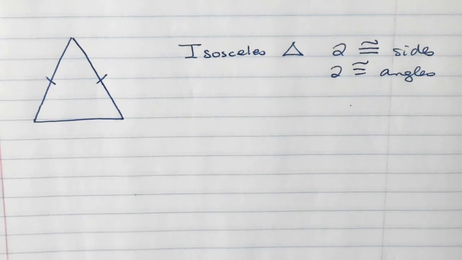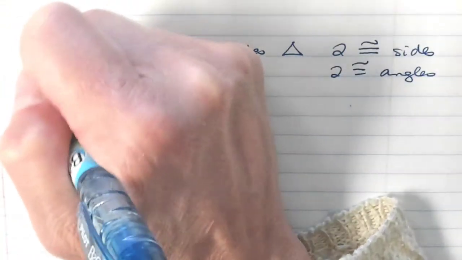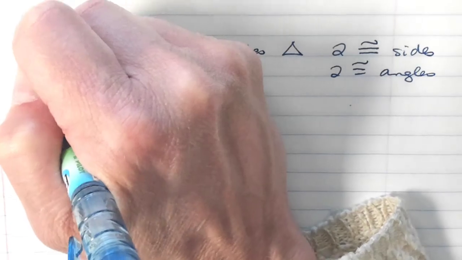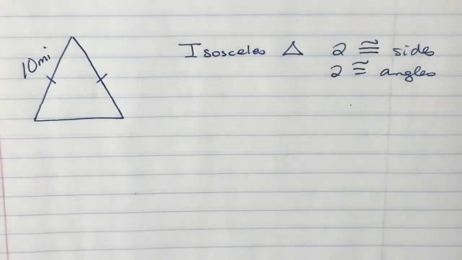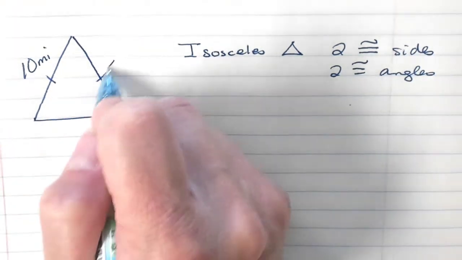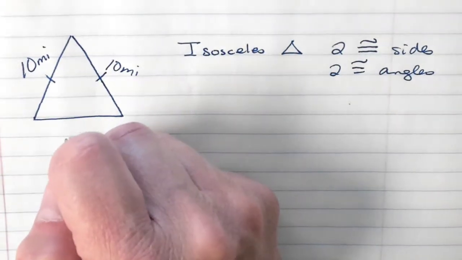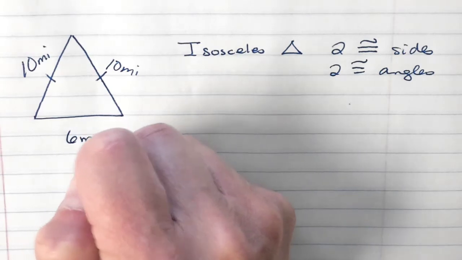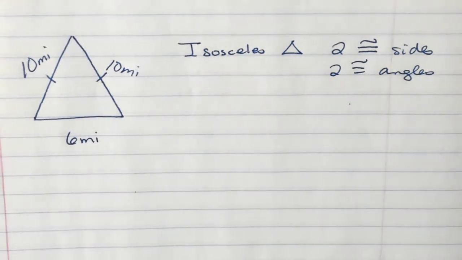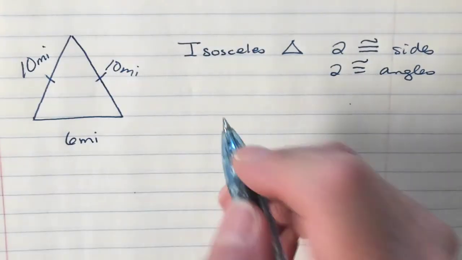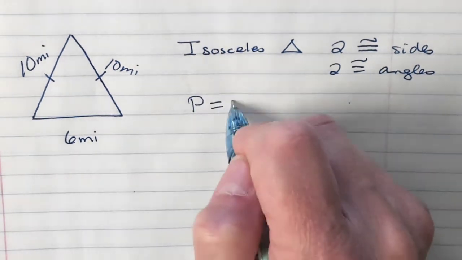So I'm going to tell you that the left is 10, and we're going to do miles. This is going to be a big triangle. Well, that means that the right-hand side is also 10 miles. They're congruent. I'm going to tell you that the bottom is 6 miles. And I think we can find perimeter really fast.